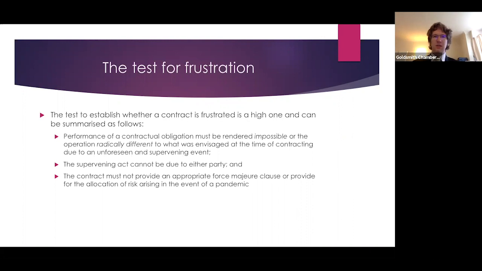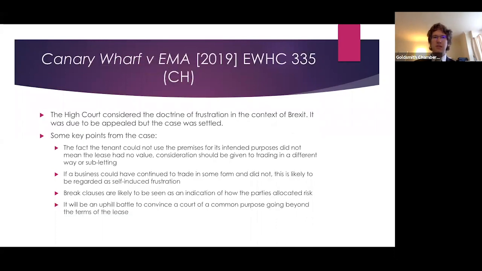But the answer is yes, courts have looked at frustration in the context of commercial leases relatively recently in the high profile case of Canary Wharf and EMA. That, of course, was in the context of Brexit and was only in the High Court. It didn't go up to the Court of Appeal. There was talk of it being appealed, but in fact the case settled in the end. So it's only a High Court authority, but it's still a reasonably thoroughly argued case on frustration on, in some ways, a relatively similar topic.